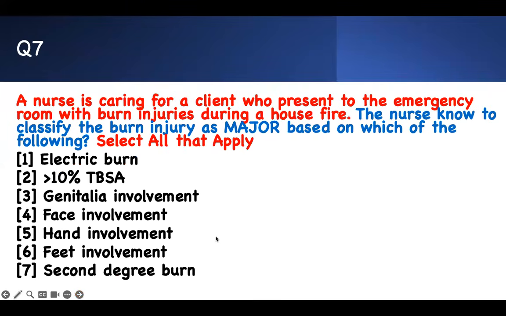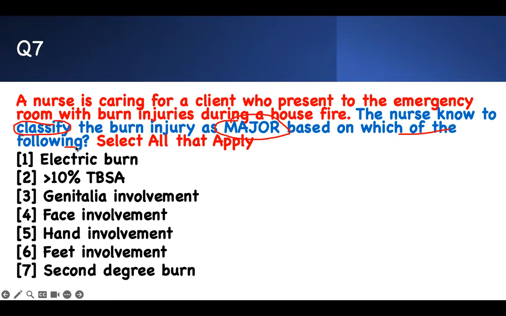Number 7, a nurse is caring for a client who presents to the emergency room with burn injuries during a house fire. The nurse knows to classify the burn injury as major. This is a major burn based on which of the following? You have to know this.